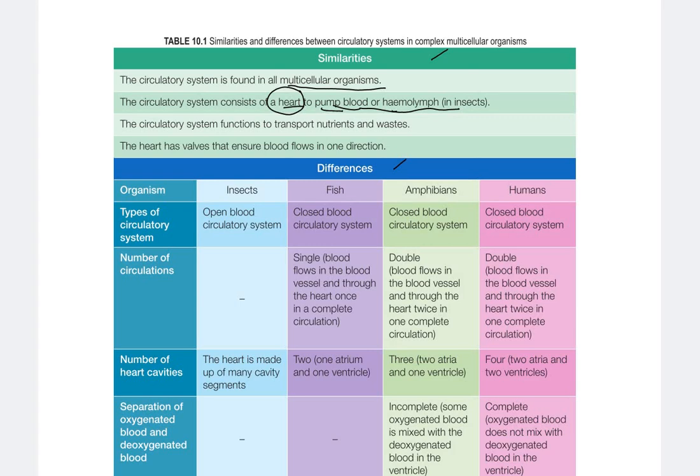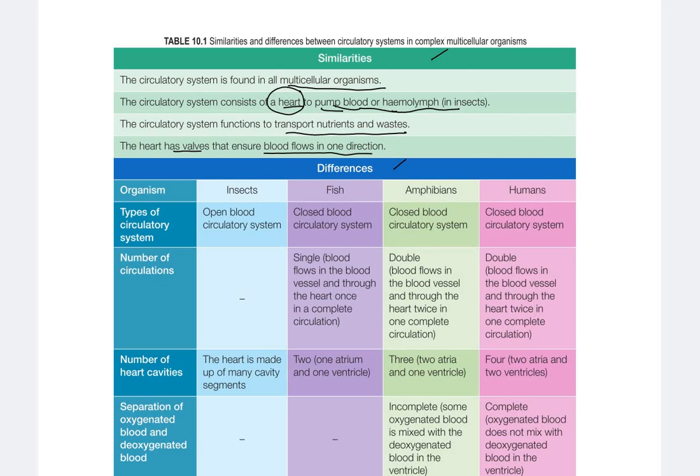The circulatory system functions to transport nutrients and waste: transport nutrients to the cell and transport waste from the cell. The heart has valves that ensure blood flows in one direction. So all hearts will have valves to make sure the blood flows in one direction, so that the blood will not flow back, or backflow, during the transportation.